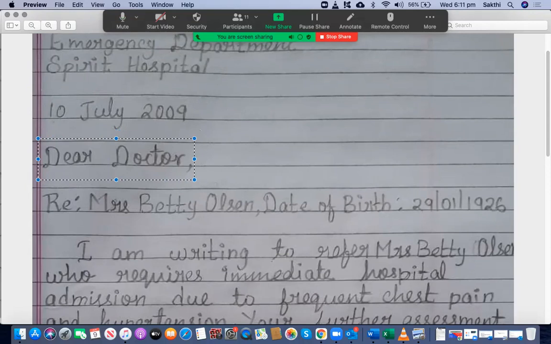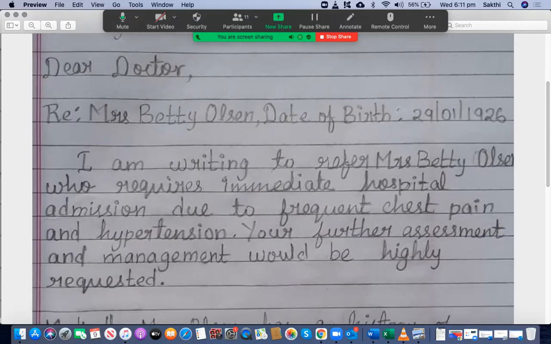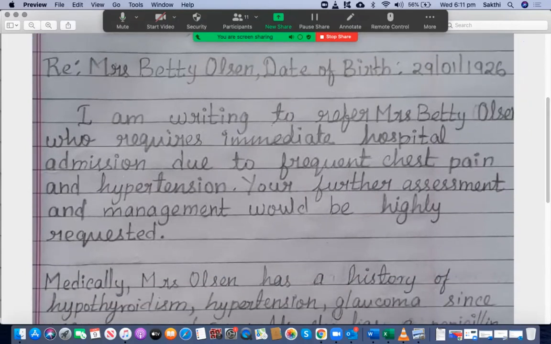And then, Dear Doctor, good. You have addressed the addressee correctly, and then you have written on the reference details of the patient. I'm happy with that. Mrs. Betty Olsen, comma, date of birth 29/1/1926. Good. All right.